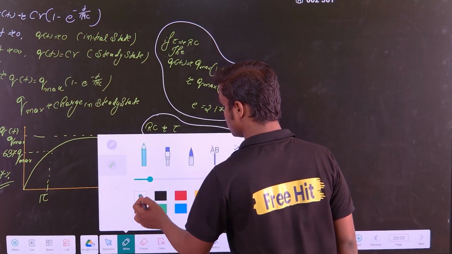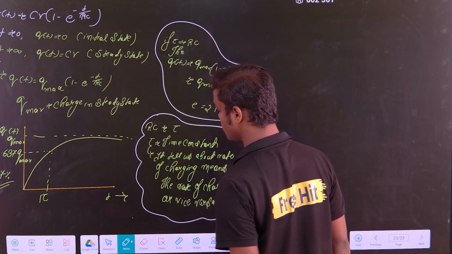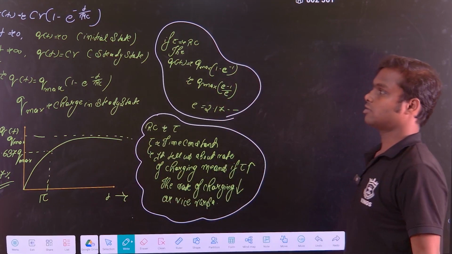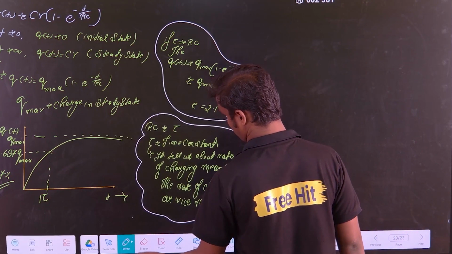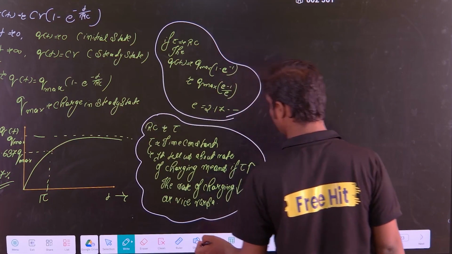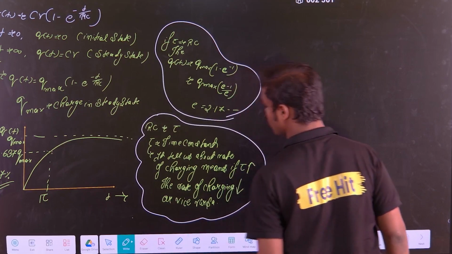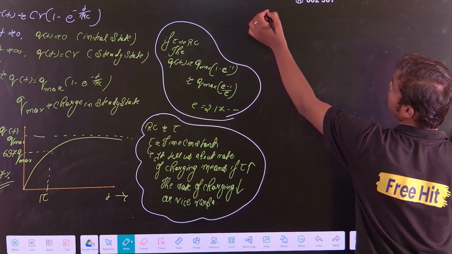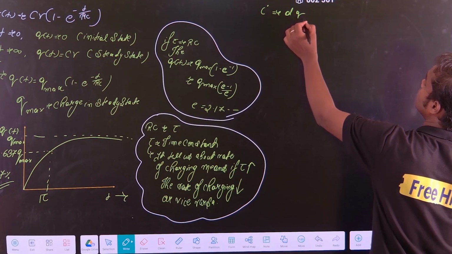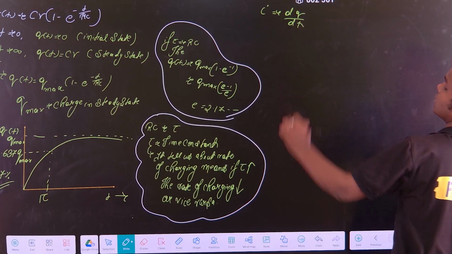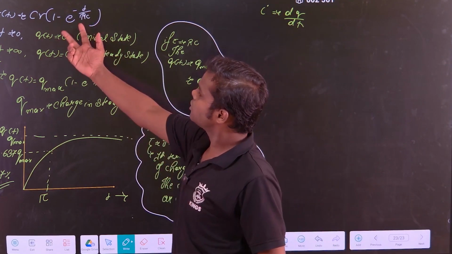Now suppose someone will say to you, sir, this is a graph for charge. Now can you tell me what is the equation for the current? Because current will also flow. Obviously current will also flow. So someone will ask you what is the current then? No problem. We know that current I is equal to dq by dt. Correct? Okay. So just differentiate this thing.